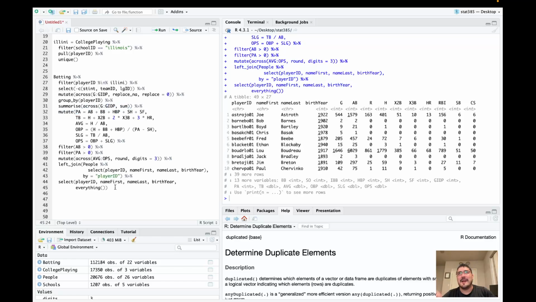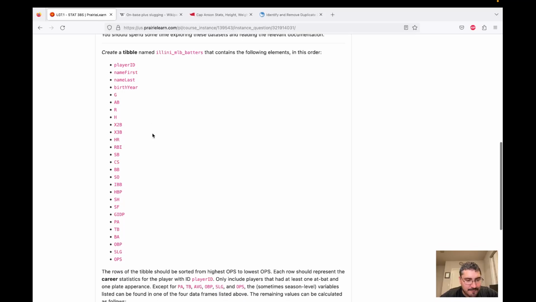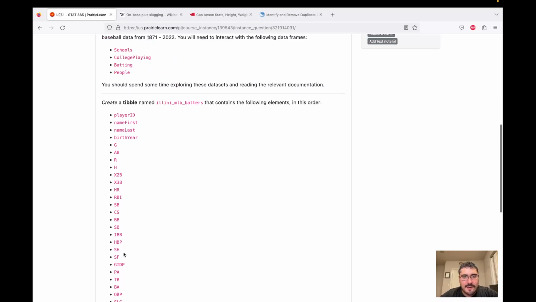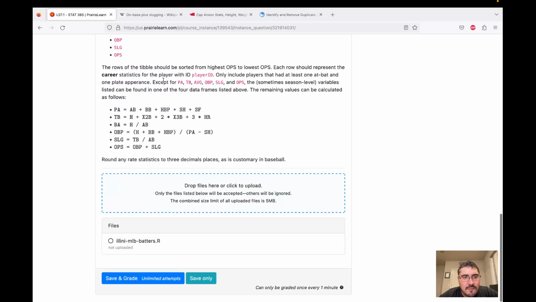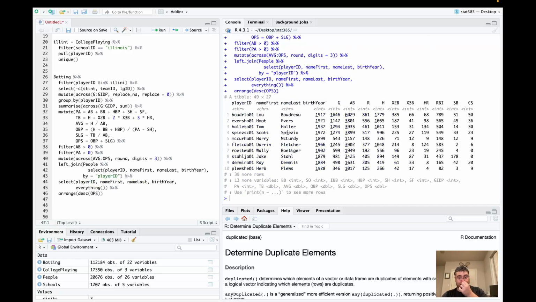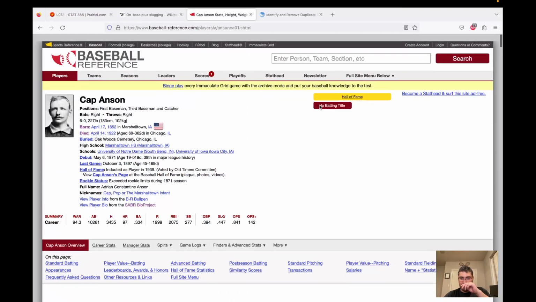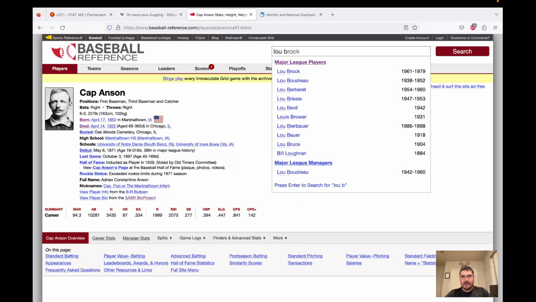Okay, so I now have everything I want, but I haven't answered the question yet because I want the best players by OPS, so I need to do a sort. Okay. And OPS. Okay. So the best player is this person, Lou Brock, I think is how it's pronounced. He's a Hall of Famer. So that's pretty cool.